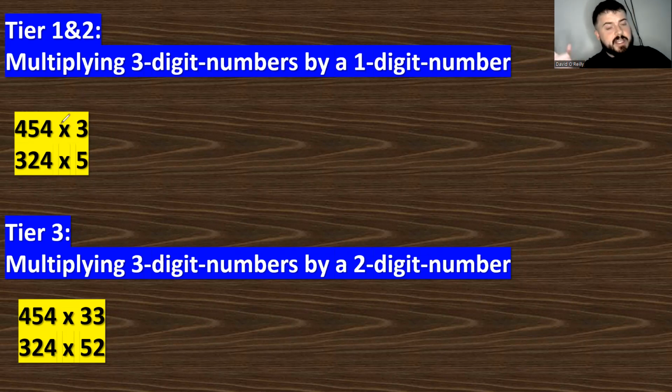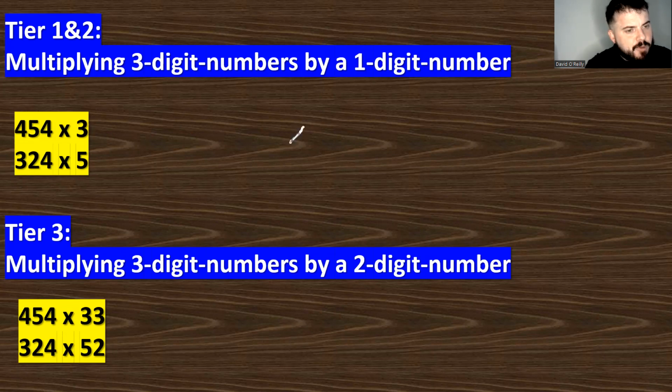But year 4s, and I know a few of you have been amazing at this week, if you feel up to trying out tier 3, give tier 3 a go, okay? Now let me remind you of how we do this. In the tier 1s and 2, we are multiplying 3-digit numbers by a 1-digit number, okay? So the first step is to write it out.